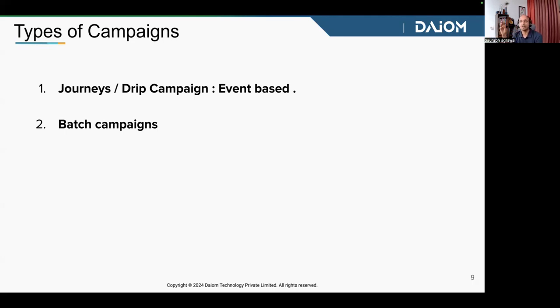Okay. Then comes the batch campaign. Batch campaigns are the campaigns which we send when we have the entire database. Now month end is coming, we have to make an offer, we have to do a payday sale, this sale, that sale. We have to send a bulk of the campaigns out to the people or the customers. Now, how do you decide which campaigns to send to whom is the key of batch campaigns.